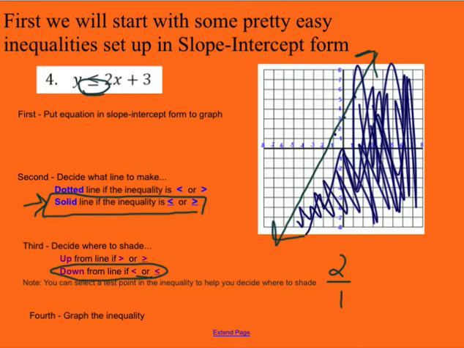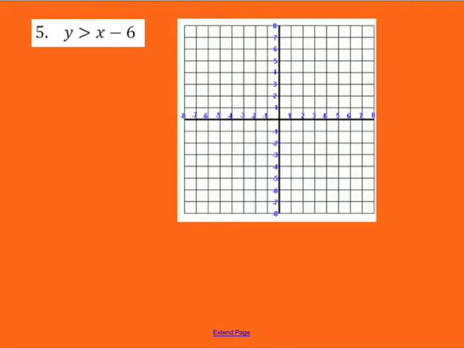Let's take a look at another example. For number 5, first of all, let's make our decisions. Well, it's already in slope-intercept form. I notice that there's no line underneath my inequality symbol, so that means it's going to be dotted. Then I see that it's facing towards the y. The alligator mouth is eating the y, so I need to shade up.